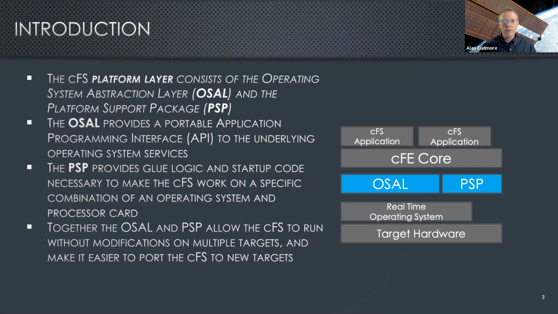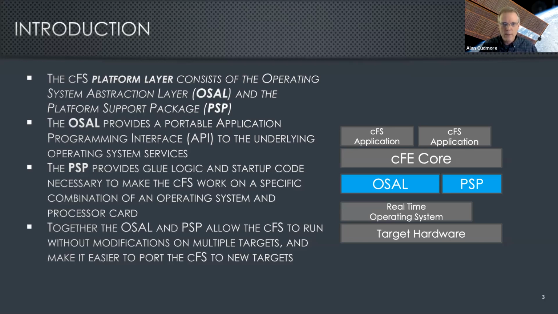So let's start with an introduction to the platform layer. The core flight system, or CFS, provides a layered architecture as illustrated on the right, with the platform layer highlighted in blue. The platform layer consists of the operating system abstraction layer, or OSAL, and the platform support package, or PSP. The OSAL provides a portable application programming interface, or API, to the underlying operating system services. The PSP provides the glue logic and startup code necessary to make the CFS work on a specific combination of an operating system and processor card.